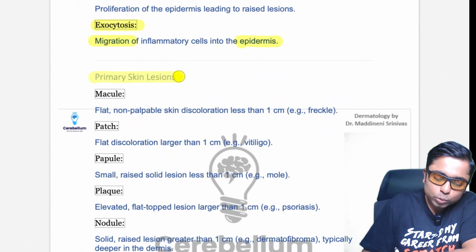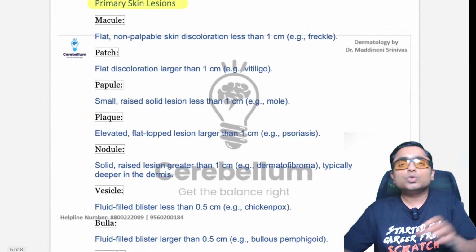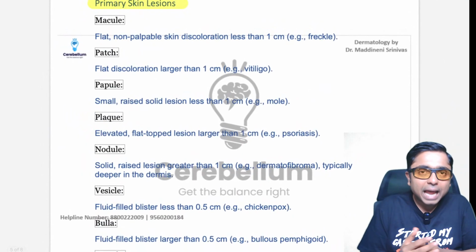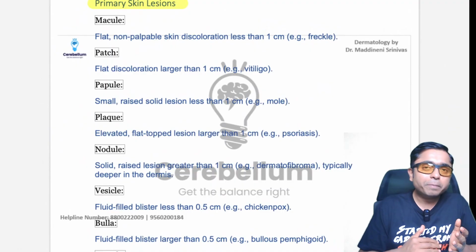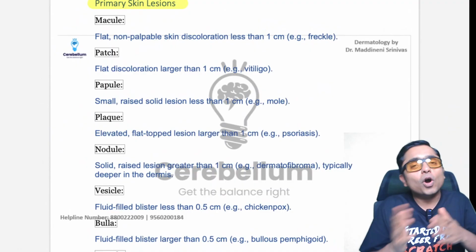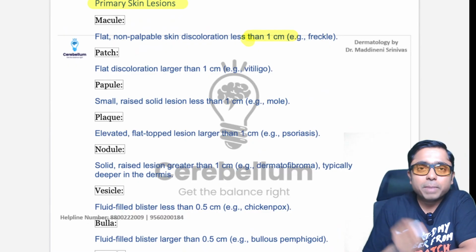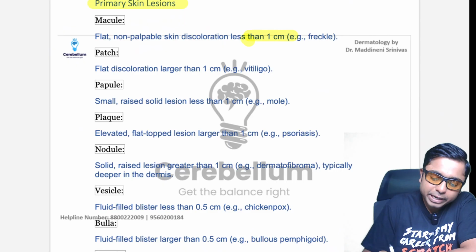So now coming to some important primary skin lesions. So what are those skin lesions? A macule is any flat lesion which is neither raised nor depressed, which is pigmented, hyperpigmented or hypopigmented, and which is less than 1 centimeter in size. We call it a macule. Same description, if it is more than 1 centimeter, we call it a patch.